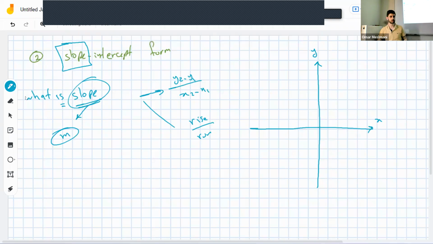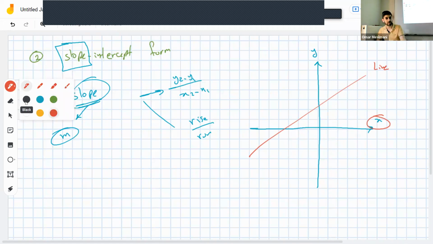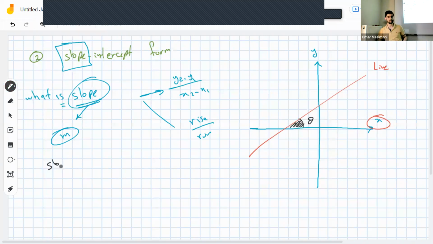Let me just close this. When you have a line like this, so this is your line, and this is the x. I can say that the slope is related to the angle between your line and the x-axis. So if there is an angle here, I call it theta. The slope is related to the angle. All right. The angle between what and what? Between my line and the what?